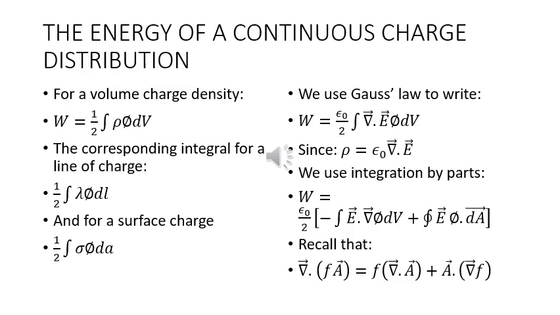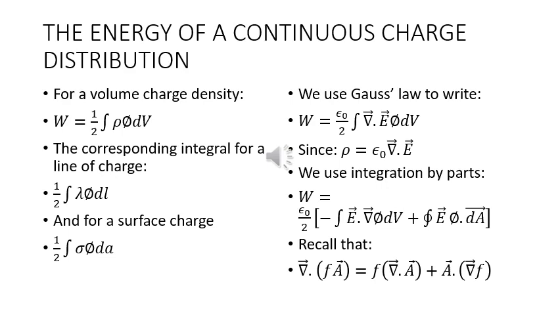Next, we discuss the energy of a continuous charge distribution. For a volume charge density, the work done is given by half integral rho phi dV. The corresponding integral for a line of charge is half integral lambda phi dl. For a surface charge density, it is half integral sigma phi dA.